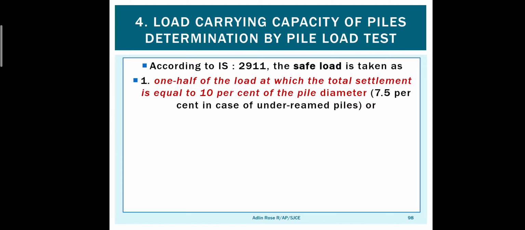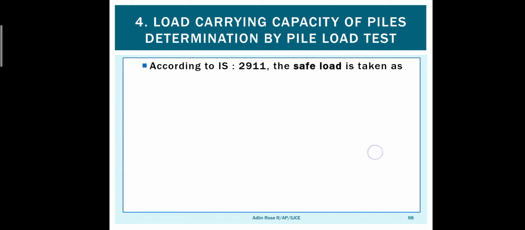For example, if the width of the pile is 10 mm, then what will the B by 10 value be? B by 10 is equal to 10 by 10, and that is going to be 1 mm. Now for 1 mm settlement, you go to the curve.